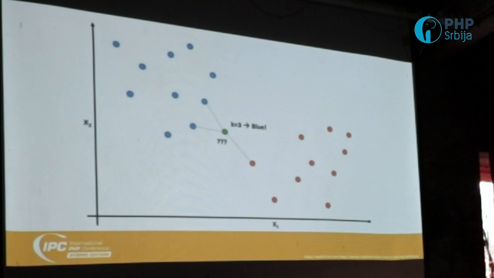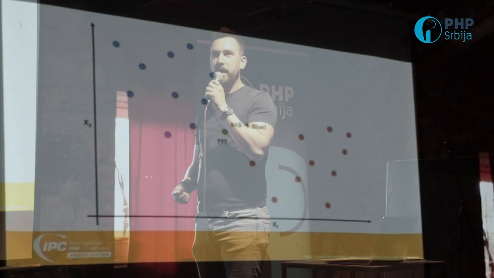So if you start from a vector in a two-dimensional space, and let's say that I'm a green vector and I have no idea who my group is, I want to check my three nearest neighbors, so K is three. And basically I see that two of them are blue, one is orange, so I must be blue, right? So I can identify and I can find my inner peace. And again, this is quite simple.